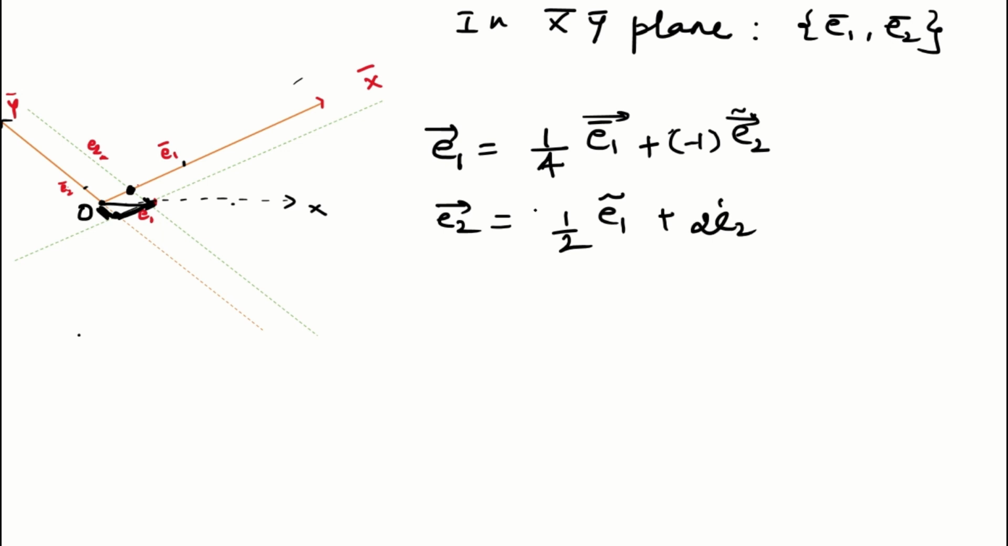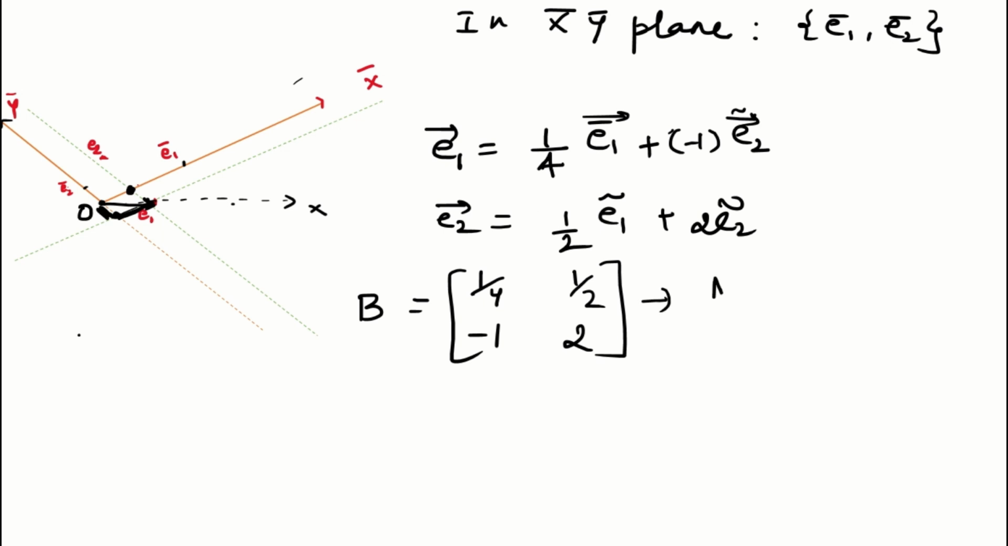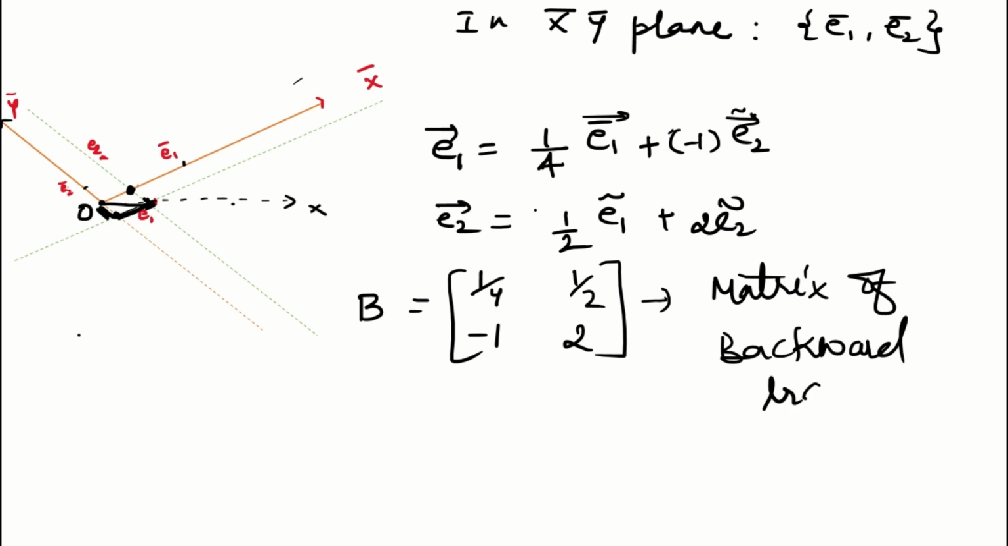Now from this I can again form a matrix, and we are taking B. We are considering B, and in the matrix what we will write? The components of the E1 vector. The components will be 1/4 and -1. You will write components column-wise. And this is 1/2 and 2. So this is B. Why am I writing it as B? Because it is the matrix of backward transformation. It is the matrix of backward transformation.